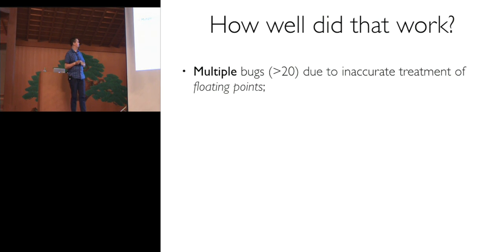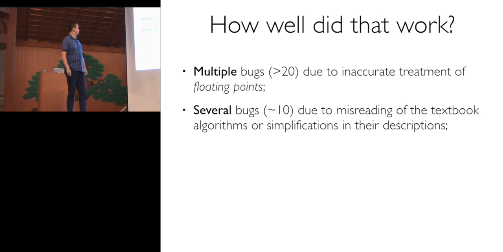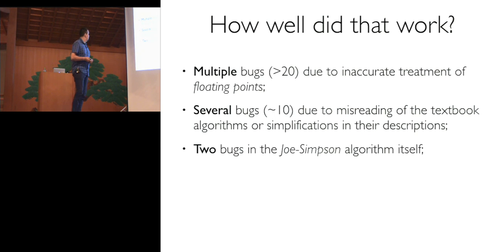So we found quite a few bugs, I think more than 20, due to inaccurate treatment of floating point numbers. A slightly smaller number of bugs was found because we simply misread the textbook descriptions of the algorithms. Those are usually formulated in pseudocode, they make some assumptions, and when you translate it into something like Scala, well, bugs appear. And this is my favorite: 2 bugs were found in the textbook algorithm itself.